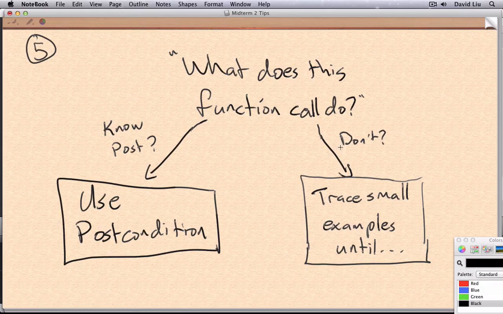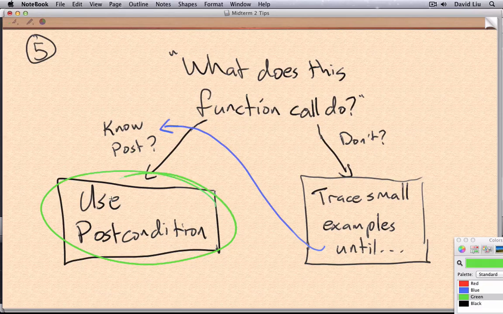But if you don't know the post condition, then your first step should be trace some small examples through the code, like maybe on some small lists or some small numbers, and keep on doing this until you know what the post condition is. At which point, use the post condition.